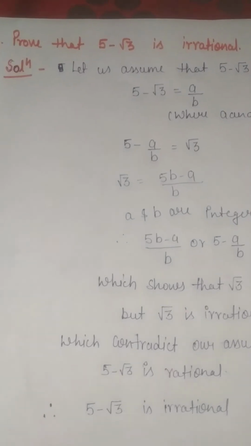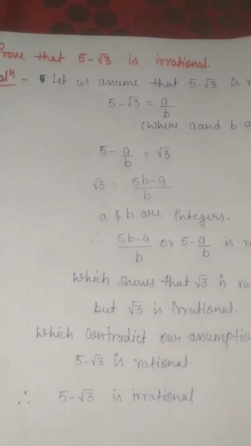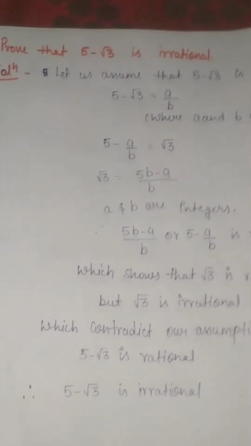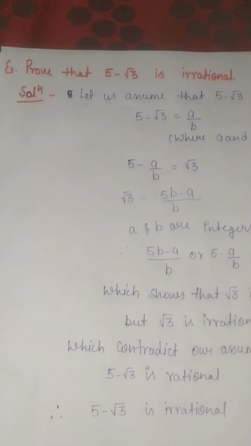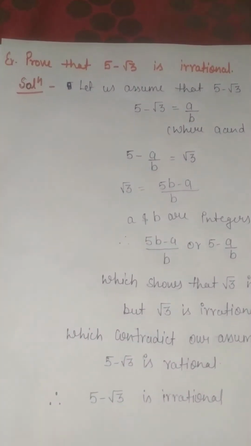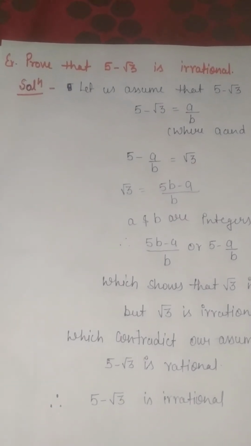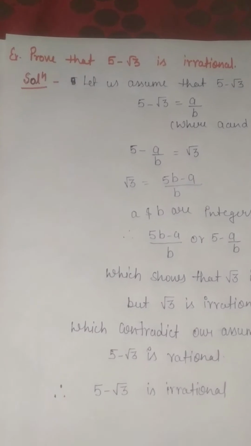Good morning, dear students. Yesterday I gave you some work: root 3 is irrational, root 5 is irrational, root 7 is irrational. So we did such types of questions yesterday. Now let's move on to the other type of questions of exercise 1.3. After that you have to complete exercise 1.3.